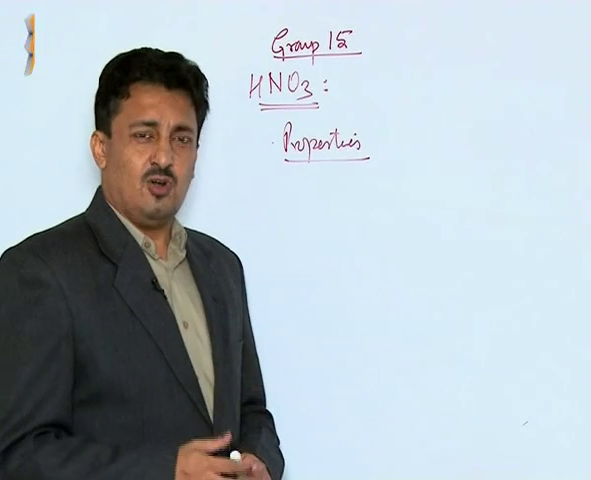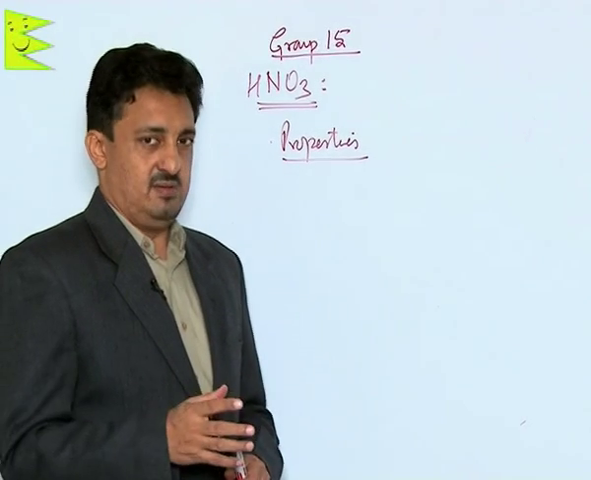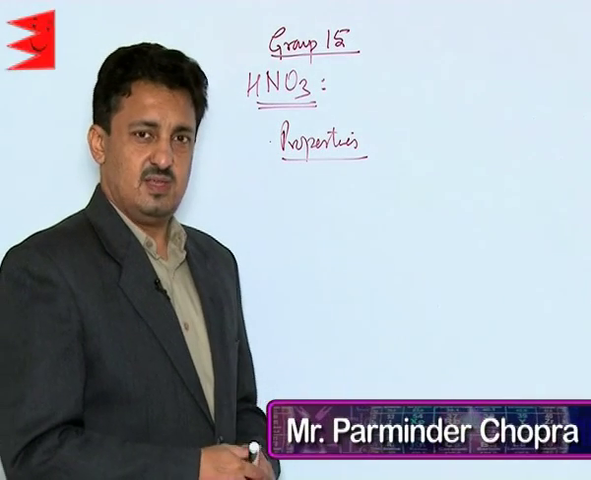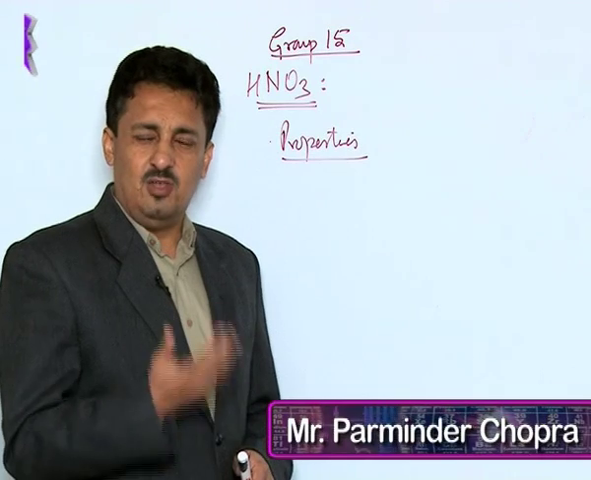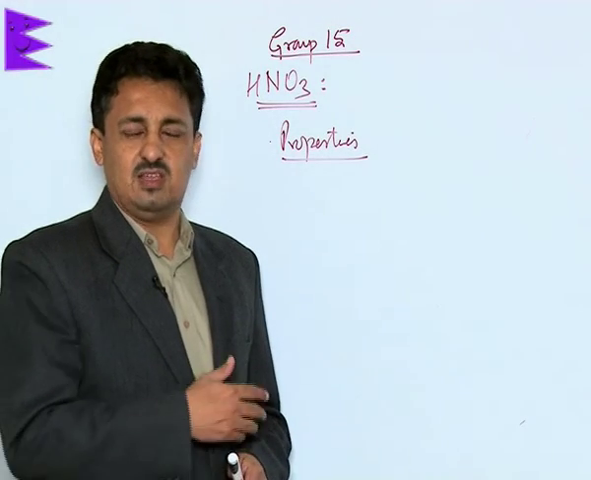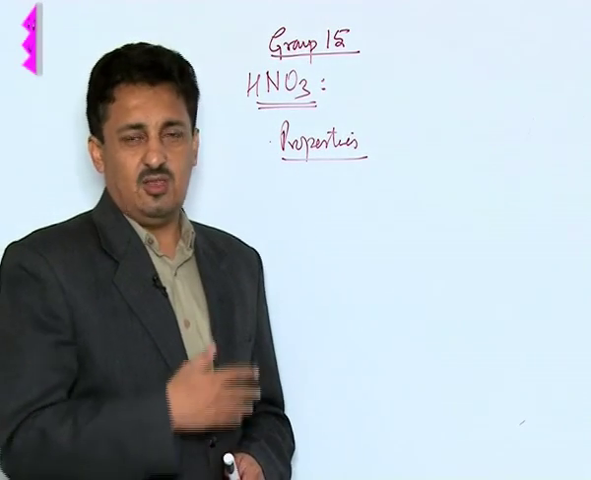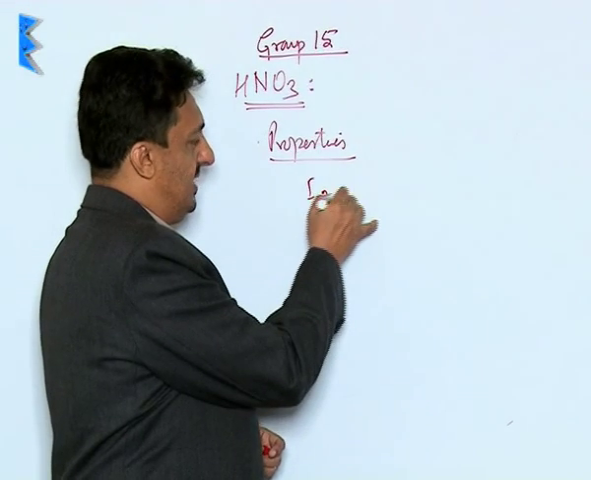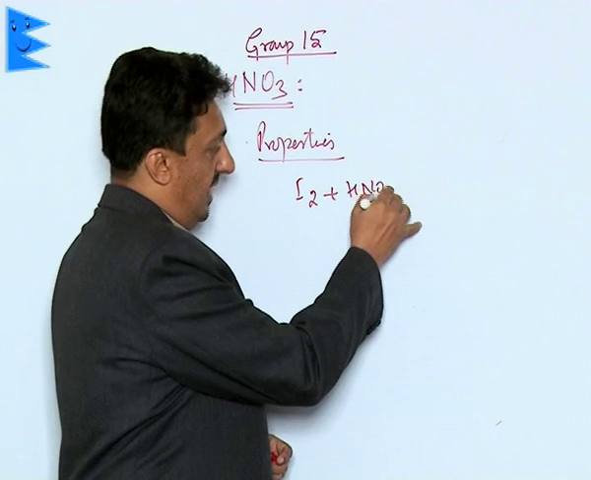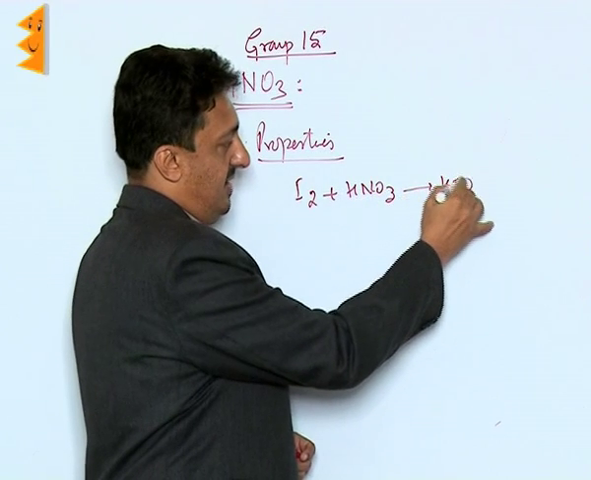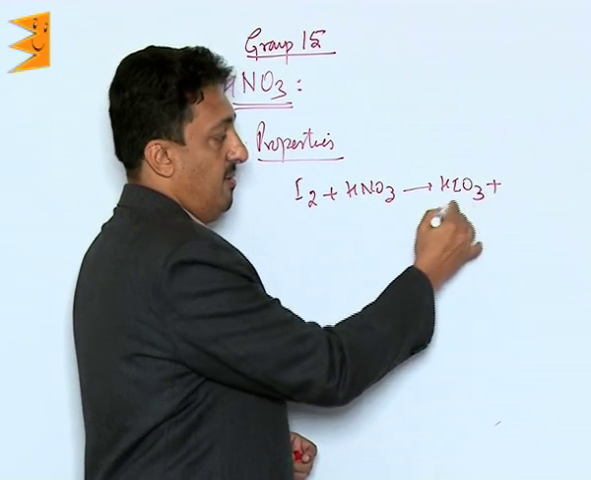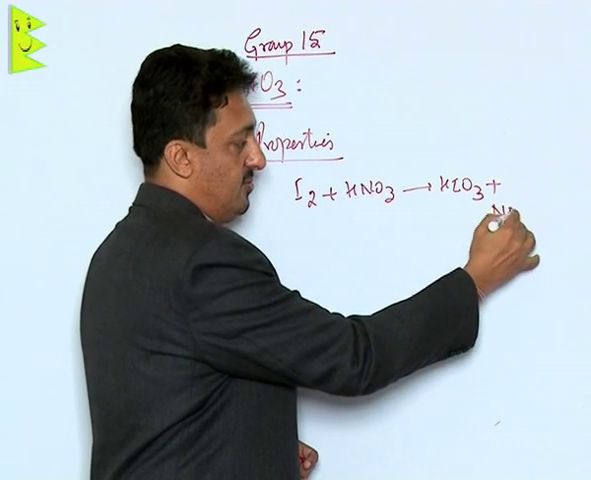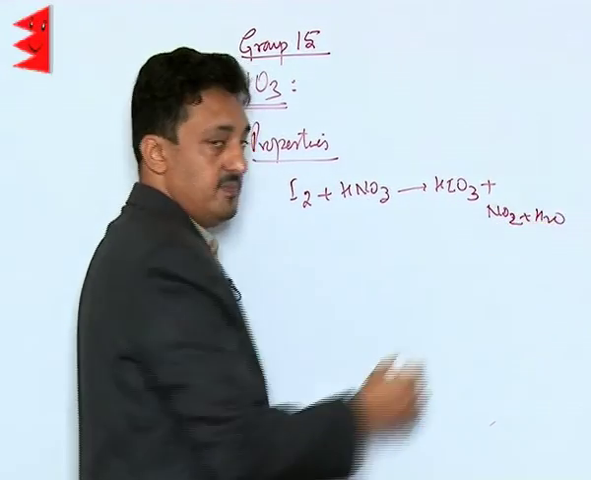It's a very strong oxidizing agent. Remember, it is even a stronger oxidizing agent than sulfuric acid. So, it oxidizes a lot of non-metals and metals to their corresponding oxides and oxyacids. Let's take iodine. When iodine is treated with nitric acid, it oxidizes it into iodic acid and forms NO2 and H2O.